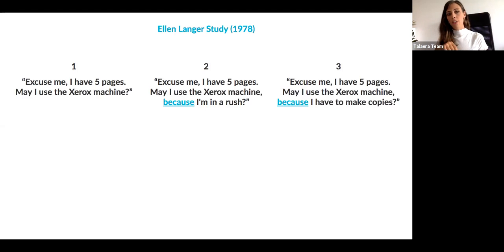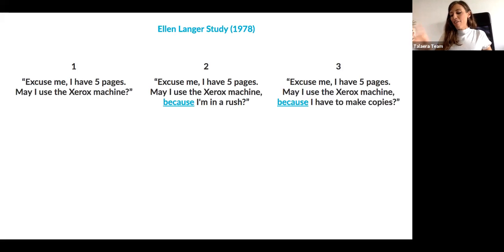In the second situation, she said the same. Excuse me, I have 5 pages. May I use the Xerox machine because I'm in a rush? That's a pretty valid reason. But in the third situation, she said, excuse me, I have 5 pages. May I use the Xerox machine because I have to make copies? Why else would you be in the room, right? That's really not a valid answer or a valid reason.